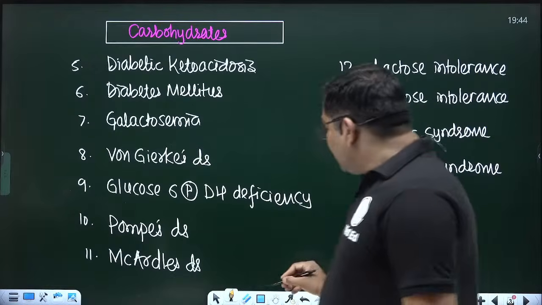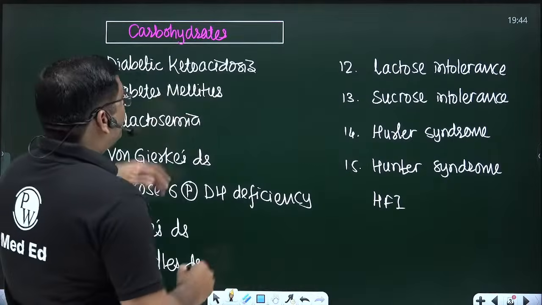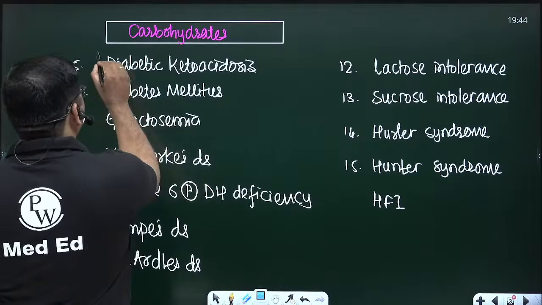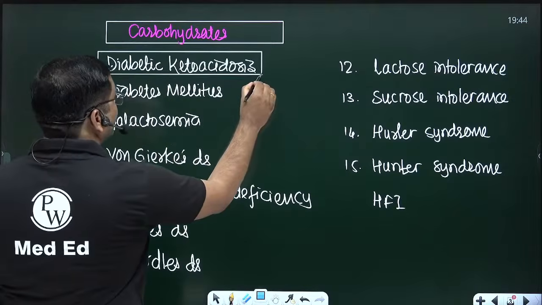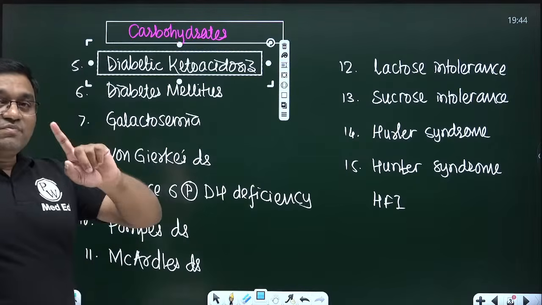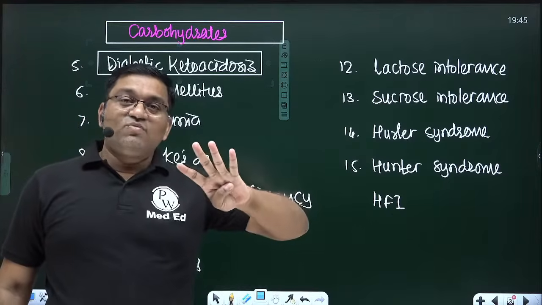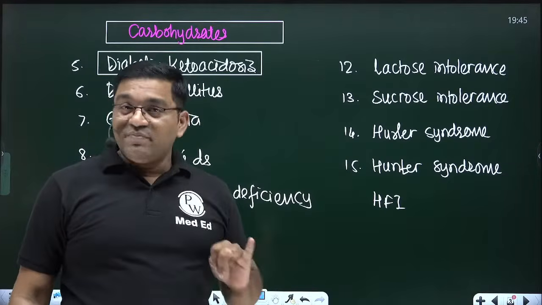Now in the diabetic ketoacidosis, this is a very important clinical case, because it is the link between the carbohydrate metabolism, lipid metabolism, and acid base disorder.